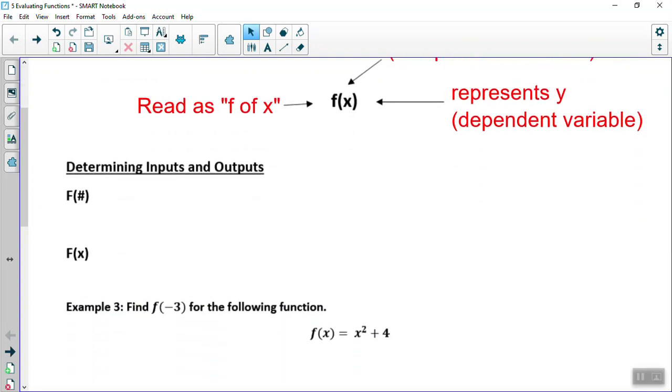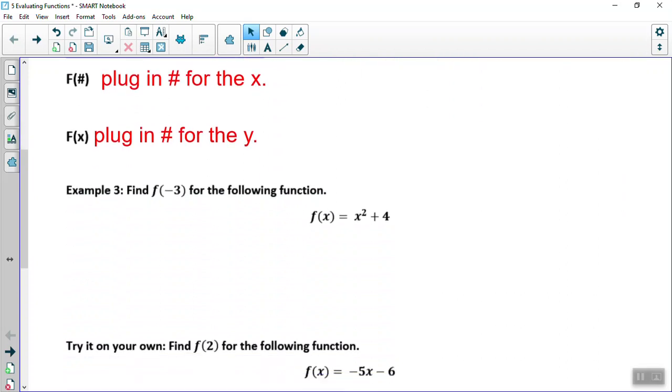All right, so determining inputs and outputs. When we see f of a number, we plug in that number for the x value. If we see f of x, then we plug in a number for the y value. So let's just take a look at a couple examples.